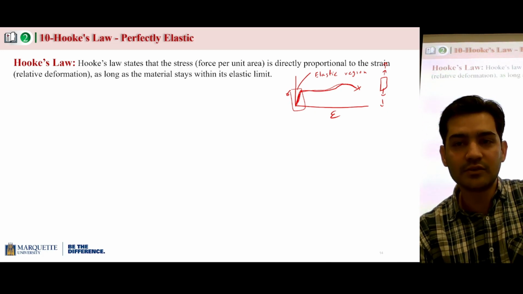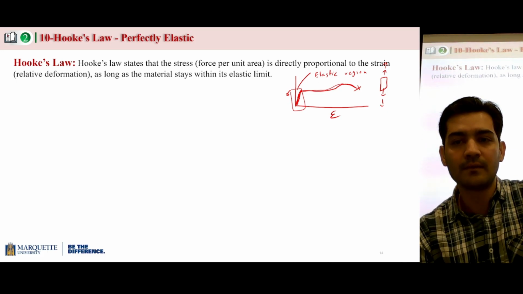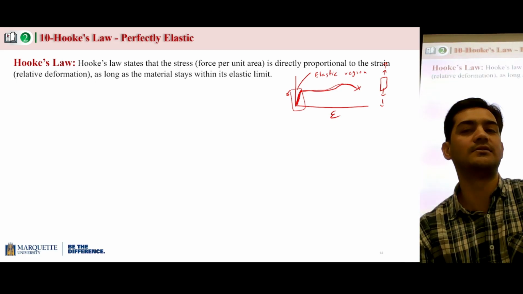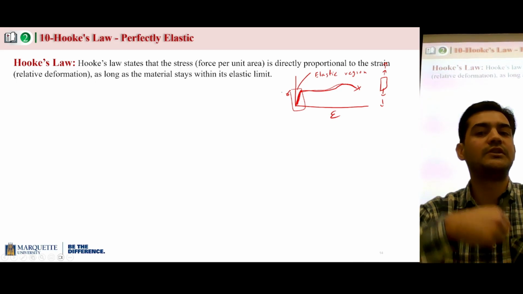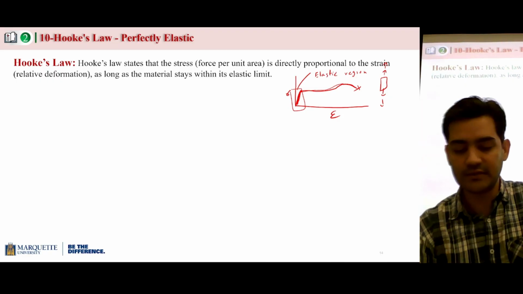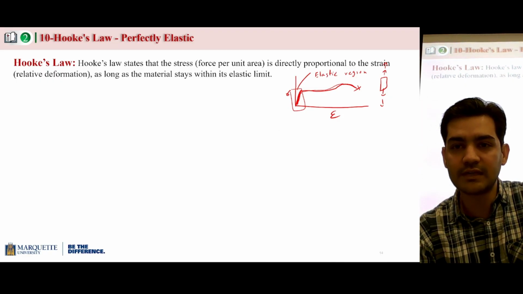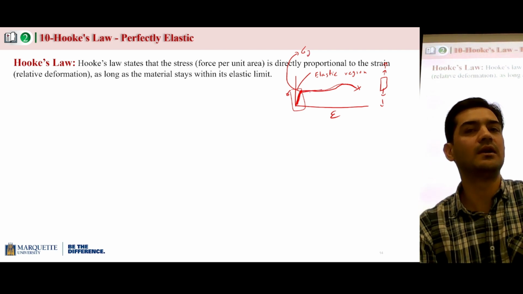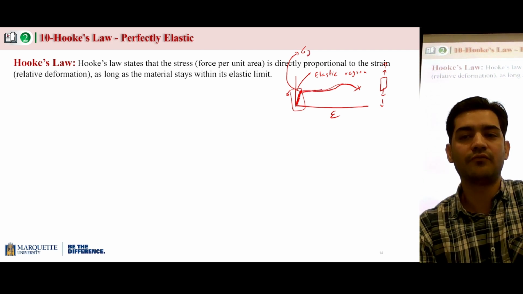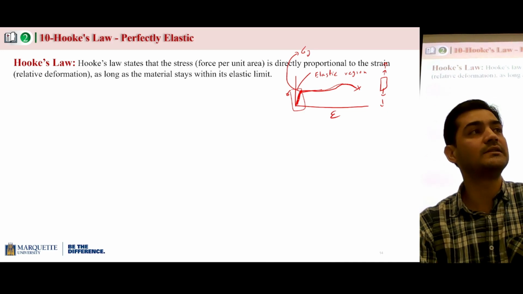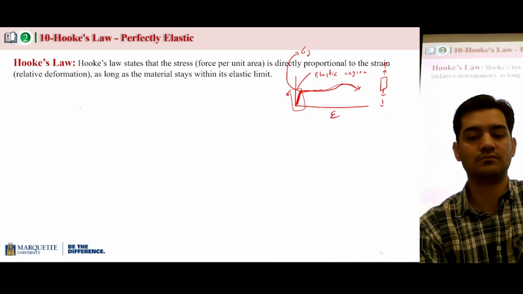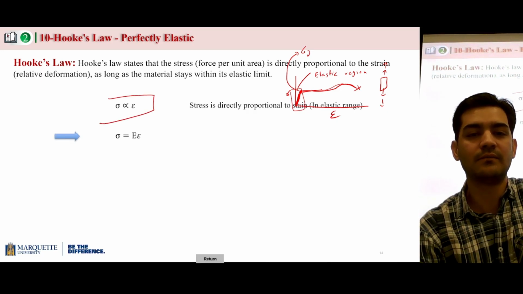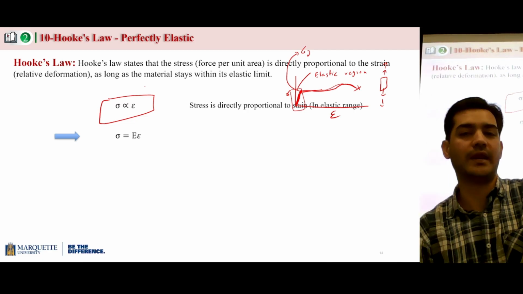In an elastic region, you can see it's a straight line. So in this elastic region, the stresses are directly proportional to strains. If you apply a force, stresses are increasing, strains are also increasing, but only till this point, which is the yield point. After that, they become straight. So for an elastic region, stresses and strains are directly proportional. That's what Hooke's law says. Hooke's law says in an elastic region, stresses are directly proportional to strains.